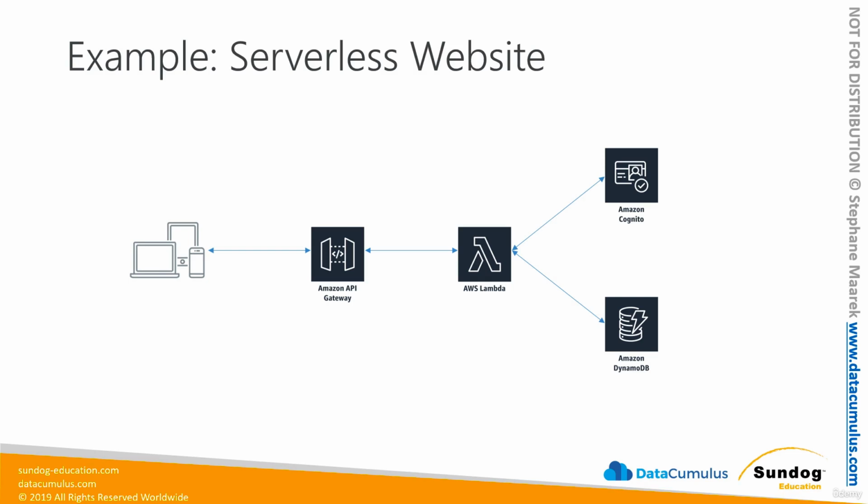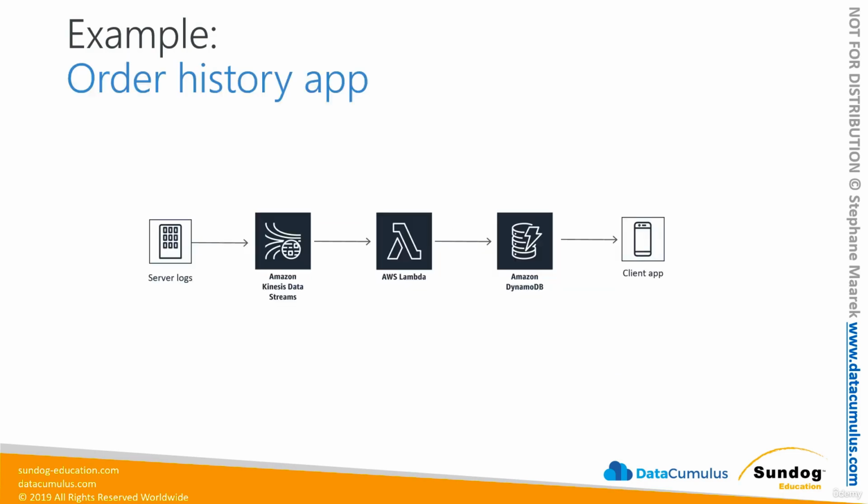So here you see Lambda often fills a role as sort of the glue between different services. That's exactly how we're going to use it in our own application here. Very soon we're going to build this out. You'll recall that in our order history app, previously we used a Kinesis consumer application running on an EC2 host to sort of serve as the glue between Kinesis data streams and Amazon DynamoDB.